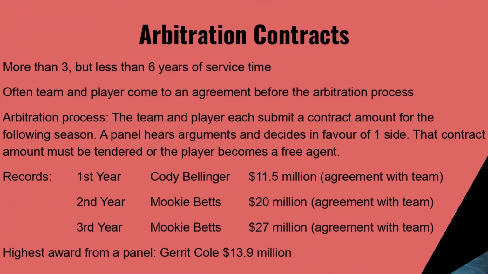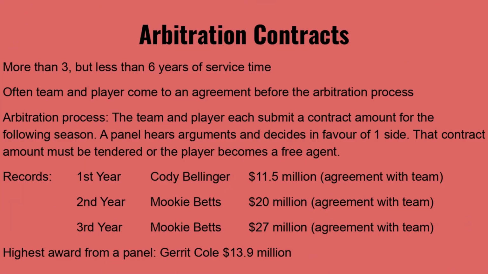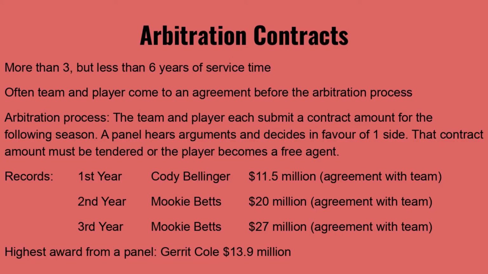Once a player exceeds their 3 years of service time, we get into the next type of contract, which are arbitration contracts. Arbitration contracts take place when a player has more than 3 years of service time, but less than 6 years of service time. So essentially, players are arbitration eligible 3 times in their career. Often the team and the player come to an agreement before the arbitration process because that can kind of get ugly with teams arguing stuff out.